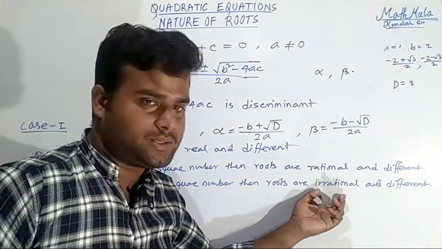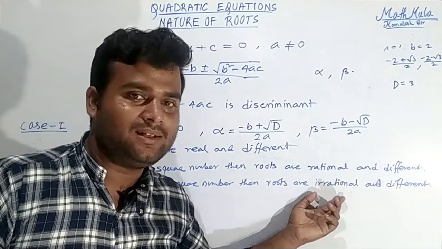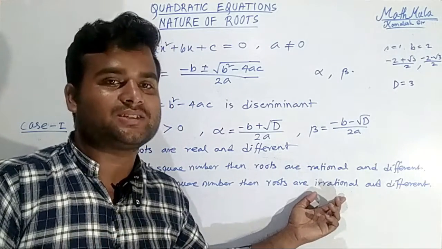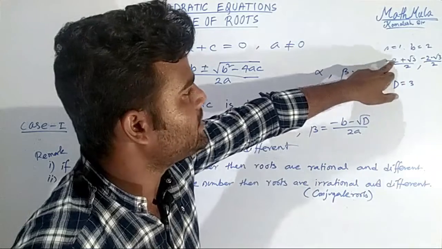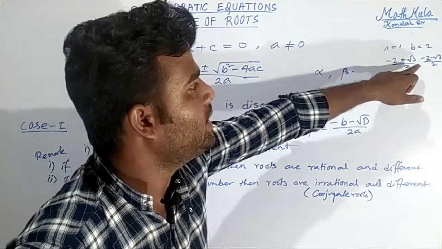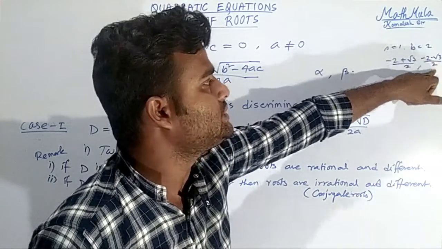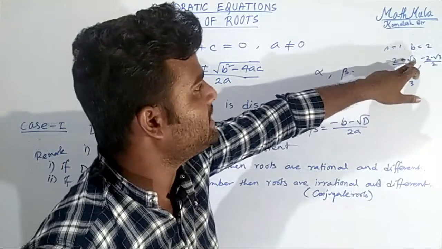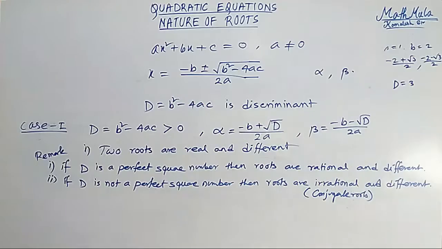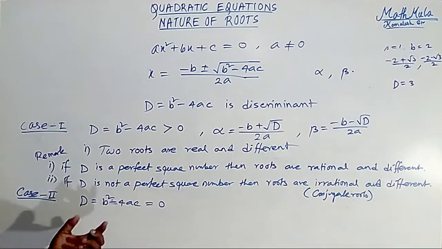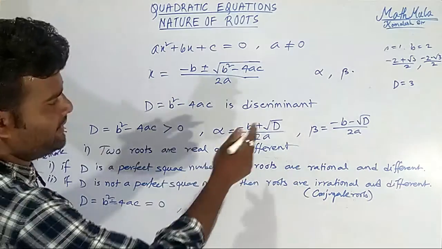And there is a note: if the roots are irrational, they must be conjugate irrational numbers. That means (−2 + √3)/2 and (−2 − √3)/2. That means there is a plus and minus, so they are conjugate roots. Okay, now case 2. If the discriminant is equal to 0, then D is 0.